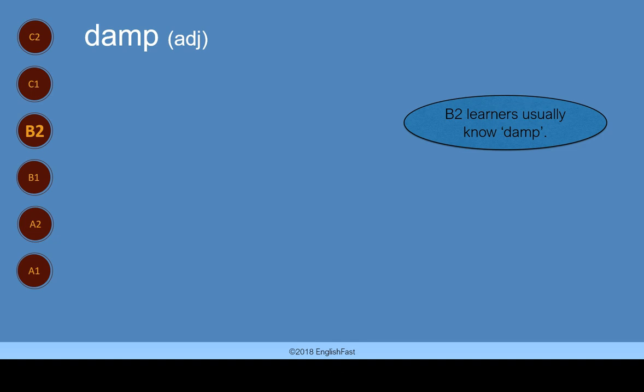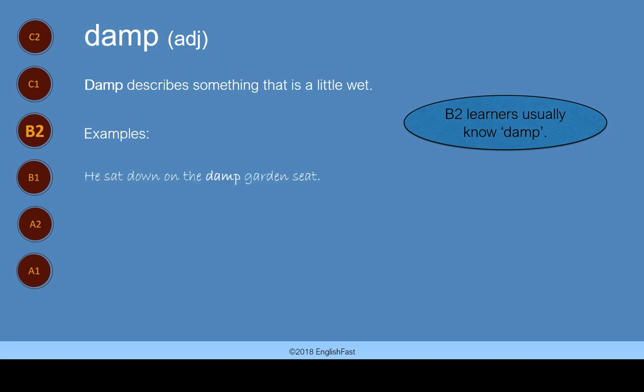Damp. Damp is an adjective. B2 learners usually know damp. Damp describes something that is a little wet. Here are some examples. He sat down on the damp garden seat.